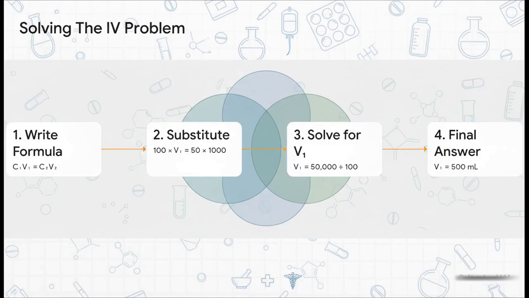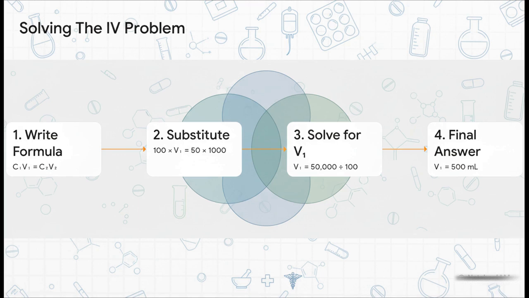You know what to do. We go right back to our old friend, our master formula, C₁V₁ equals C₂V₂. Our stock concentration, C₁, is 100. The final concentration we want, C₂, is 50. And our final volume, V₂, is a big 1,000 milliliters. So 100 times V₁ equals 50,000. We just divide 50,000 by 100, and we find out V₁ is 500 milliliters. So you need to add 500 milliliters of your stock solution to make that IV bag.